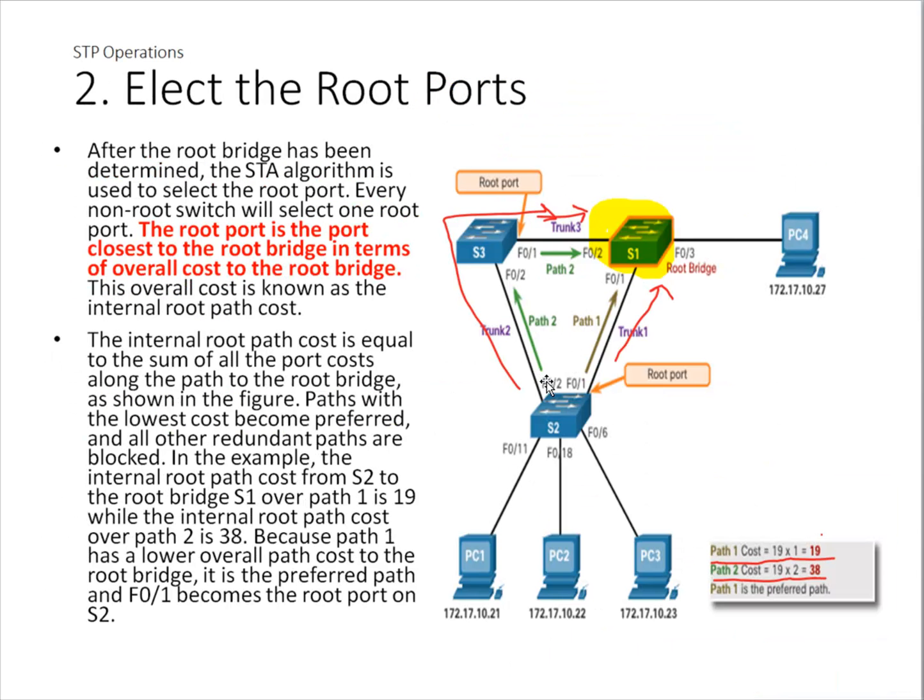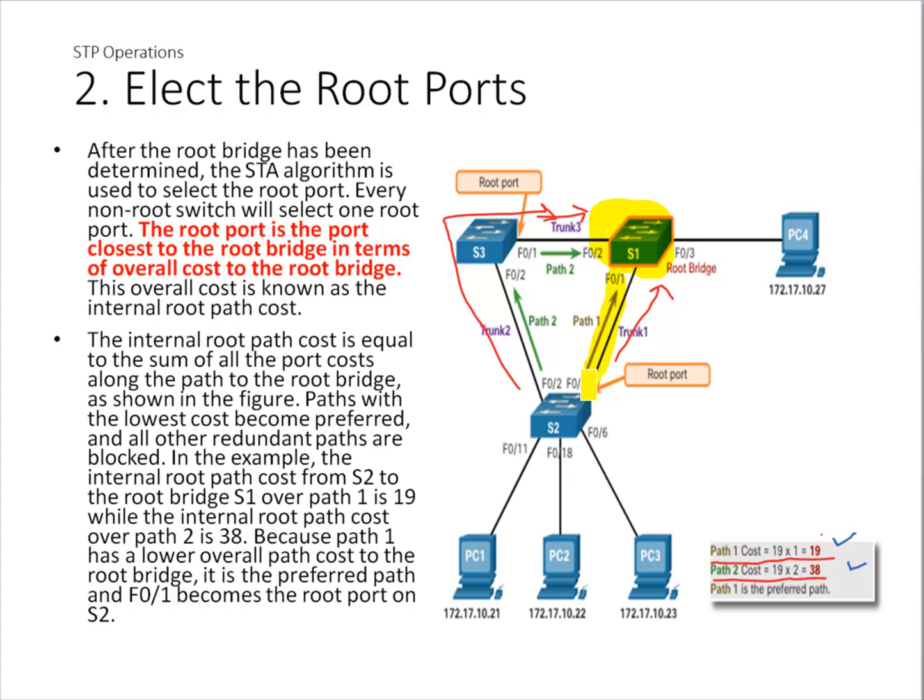Here 19 into 2, because there are two ports it is going to cross, so 19 into 2 is going to be 38. Now we have two different paths with their costs: 19 is the cost value for path 1 and 38 is the path value for the second path. Now we have to choose the best one, which is whichever has the lower value. So from switch 2 to switch 1, this path will be selected.